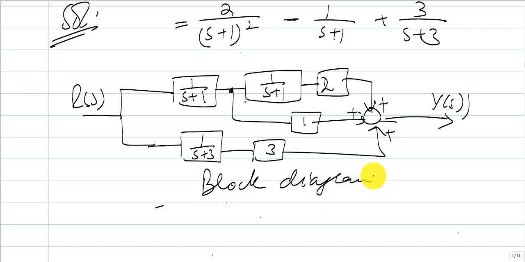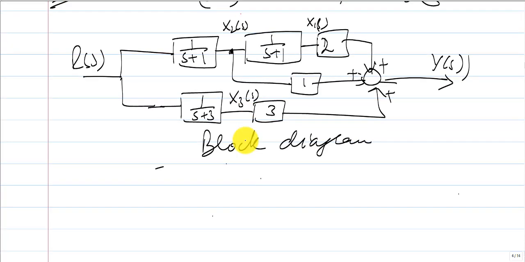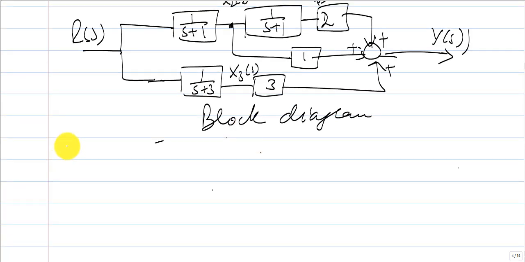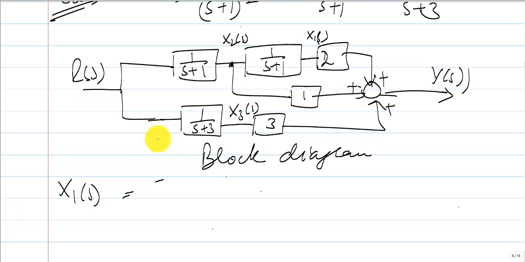So we just need to label the state variables here. We call it here x1 of s, here x2 of s, and here we call it x3 of s. So obviously, as we have a third order system, there must be three state equations for it. So how will we proceed then? So x1 of s will be simply x2 of s divided by s plus 1.